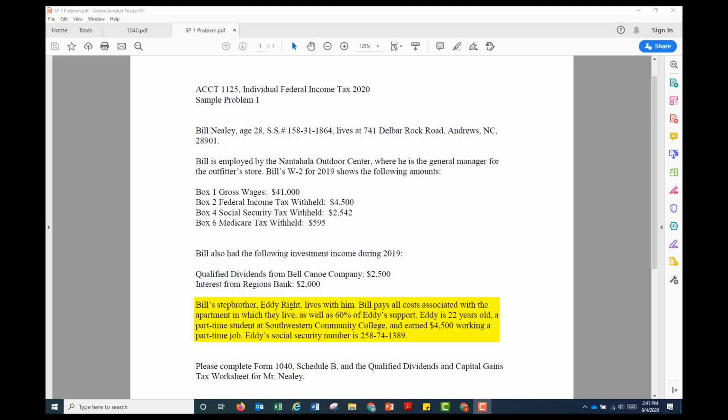Eddie is 22 years old, a part-time student at Southwestern Community College, and earned $4,500 working a part-time job. A lot of information to process here. This information is to determine whether Eddie, his brother, is a dependent or not. We know that Bill, age 28 and so forth, is not married, so he's probably single. But does he have a dependent? That would matter to Bill, because if he has a dependent, then he can file as head of household, in which case he would have a higher standard deduction and a lower tax rate.